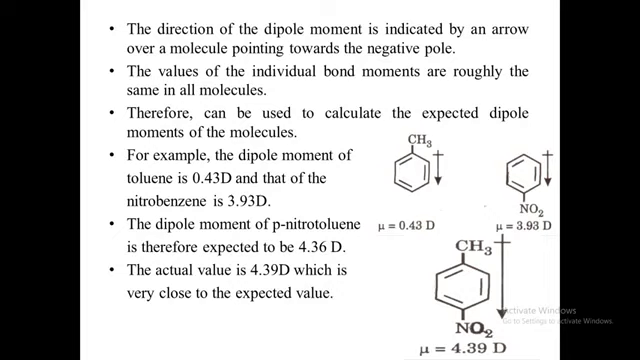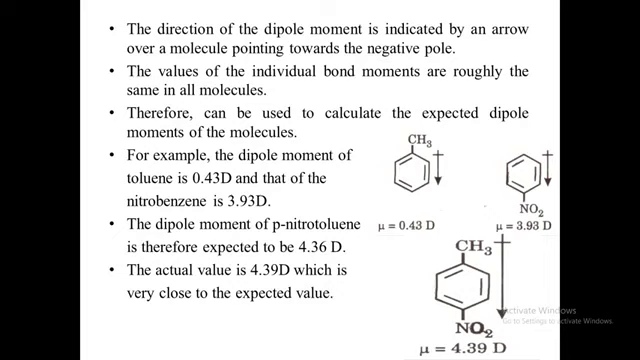This is a very interesting example. Here we have mentioned three examples. The first one is toluene, which has a methyl group attached to a benzene. Its dipole moment is 0.43 D. The other one is nitrobenzene. Its dipole moment is also in the same direction, and it is 3.93 D.